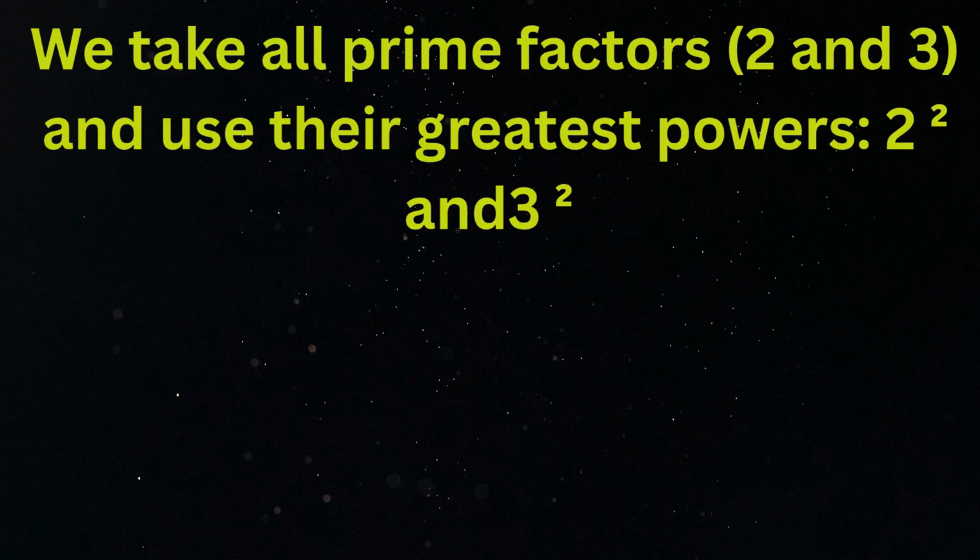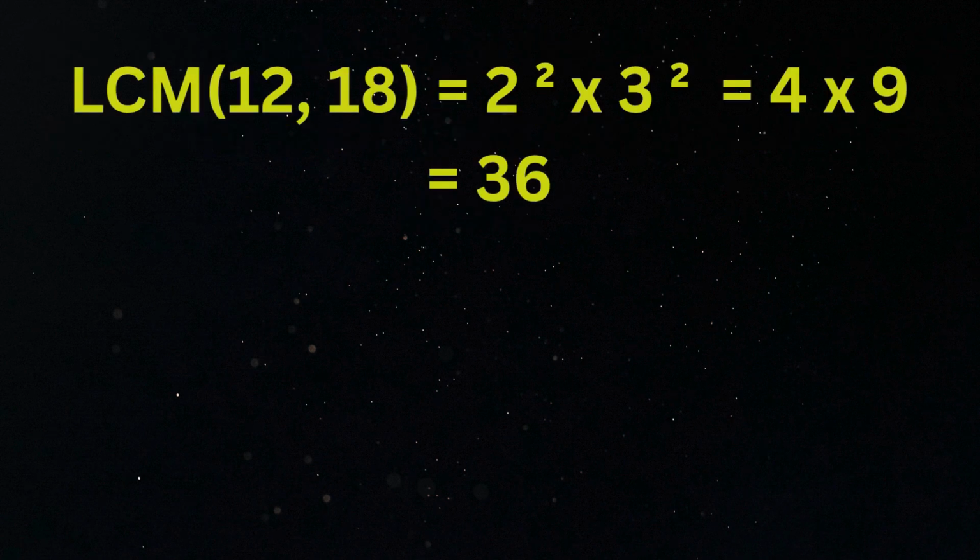We take all prime factors, 2 and 3, and use their greatest powers, 2 superscript 2 and 3 superscript 2. LCM(12, 18) equals 2 superscript 2 times 3 superscript 2, which is equal to 4 times 9, equals 36.